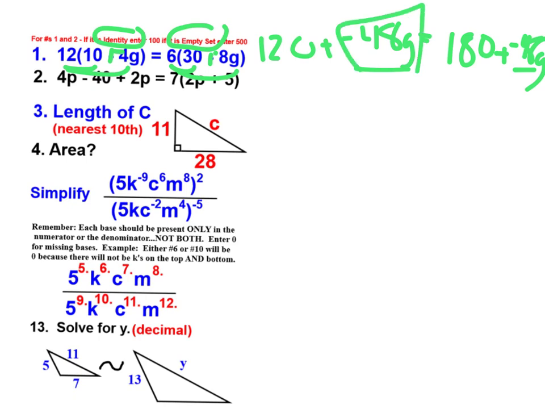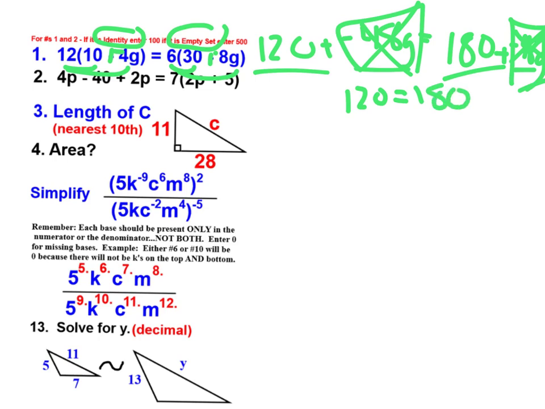Since these match, I know they're going to be worth the same. Is 180 worth 120? Because if I took away those sets of g's, I'd end up with the problem 120 is equal to 180, and that is an empty set. You're going to not have a solution, no solution.